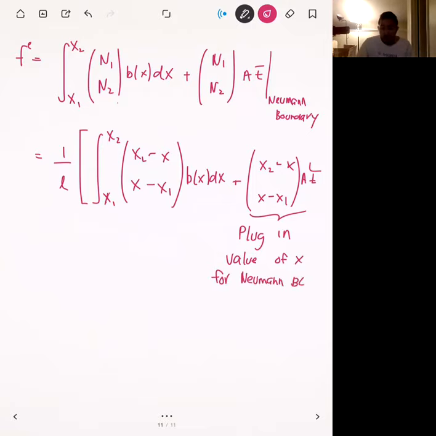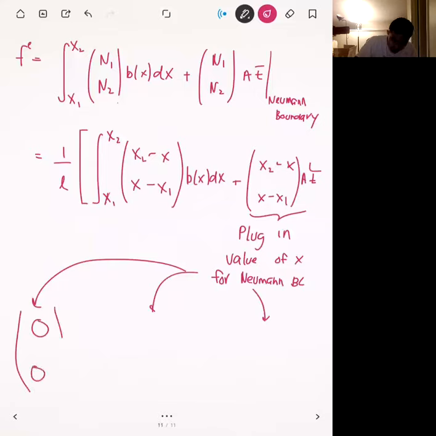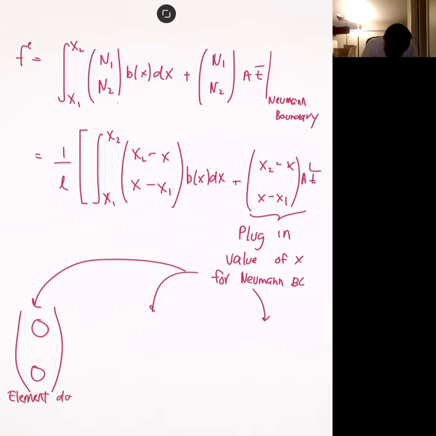Actually, for this last term right here, there are 3 options. The first option, which is going to be the most common, is that this is just going to be 0, 0. This is for the case when our element does not border a Neumann boundary. That's going to be your most common case because a lot of times your elements aren't going to border those.